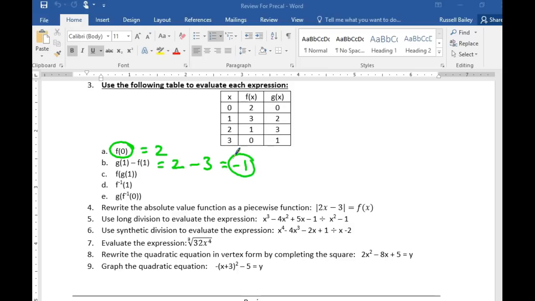Part C, f of g of 1. So what we're going to do is figure out what g of 1 is first. And once we have g of 1, we can find out what the rest of the answer is. So g of 1, we've already said g of 1 is 2. So I can replace g of 1 with 2. And now I just need to find out what f of 2 is. So find where x equals 2, and f of 2 is 1. So the final answer is 1.